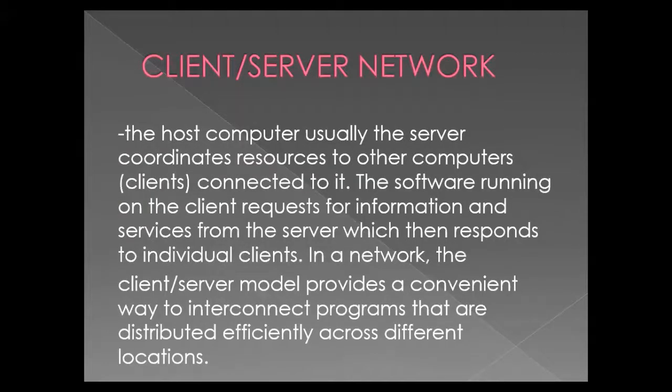Next one, the second type of network strategy is client server network. Now, in a client server network, the host computer, usually the server, coordinates resources to other computers connected to it. The software running on the client requests information and services from the server, which then responds to individual clients. In a network, the client server model provides a convenient way to interconnect programs that are distributed efficiently across multiple locations. So, what happens in the client server?